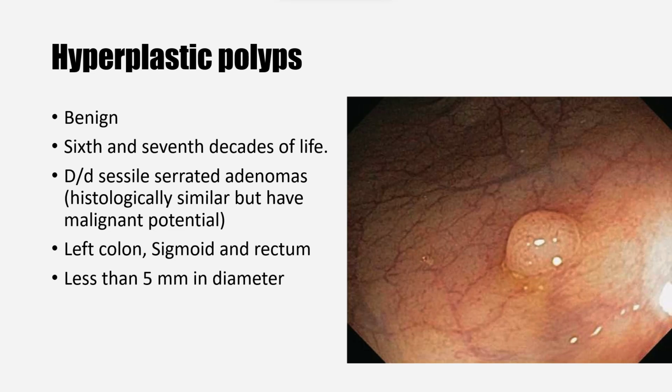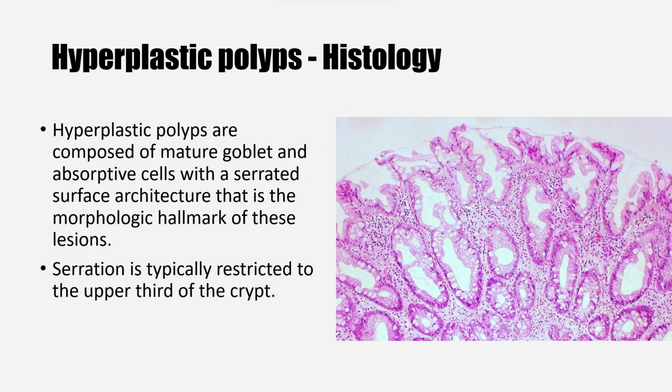Their chief significance is that they must be distinguished from sessile serrated adenomas, which are histologically similar but have malignant potential. Hyperplastic polyps are most commonly found in the left colon and are typically less than 5 mm in diameter. They are smooth, nodular protrusions of the mucosa, often on the crests of mucosal folds. Histologically, hyperplastic polyps are composed of mature goblet and absorptive cells with a serrated surface architecture that is the morphologic hallmark of these lesions. Serration is typically restricted to the upper third of the crypt.